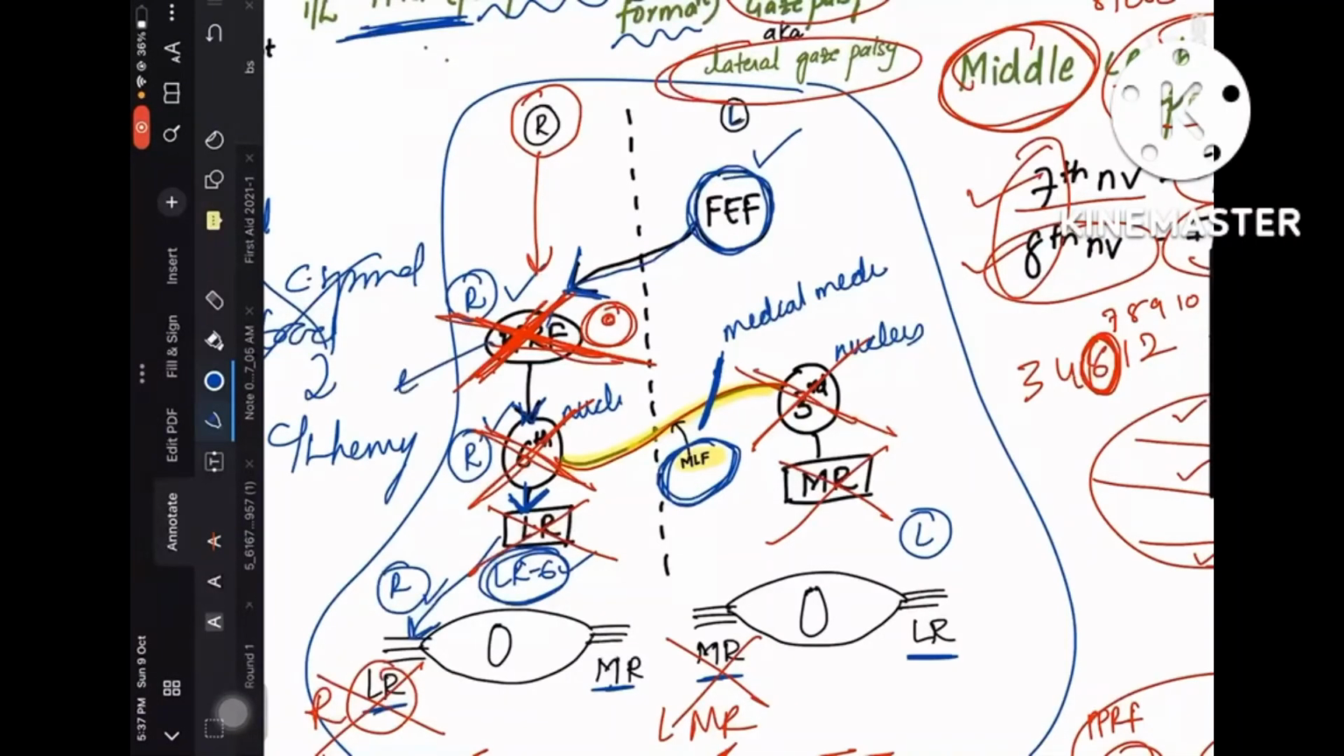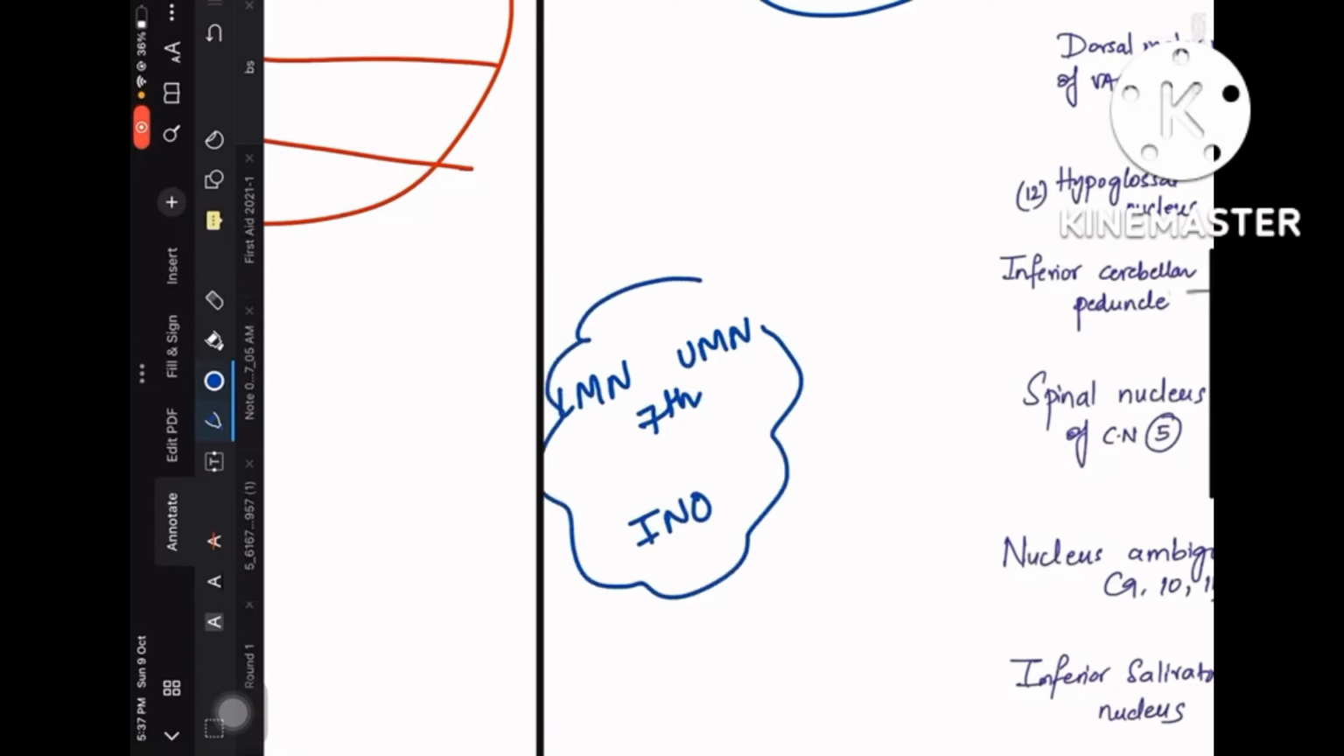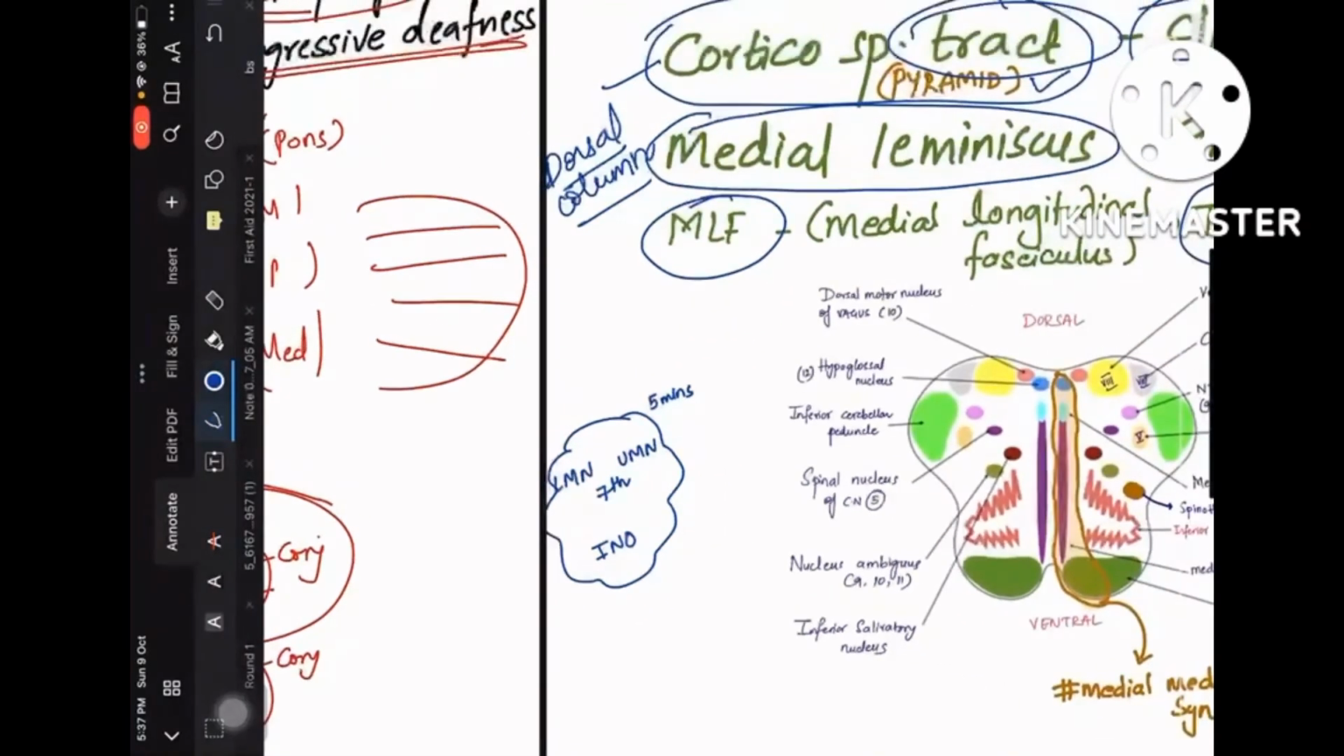Whereas if PPRF is gone, that causes Foville syndrome. PPRF is for Foville syndrome, whereas the medial longitudinal fasciculus is for medial medullary syndrome. Guys, I'll make a separate video on these two topics. One is LMN versus UMN of the 7th, and one is internuclear ophthalmoplegia. These two are also important topics. I'll make short 5 minute videos on these after this video.